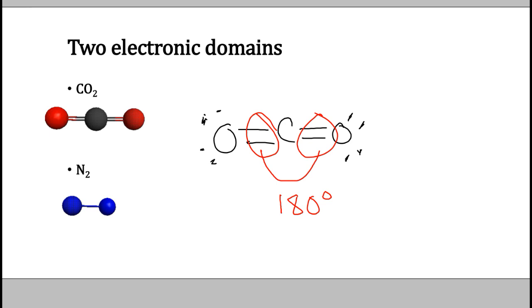So go ahead and try to draw nitrogen by yourself. Make sure that you see that there are 2 electronic domains with 1 lone pair.